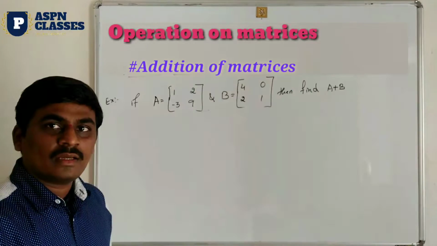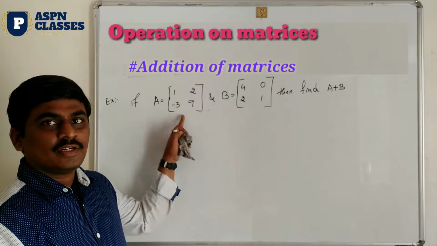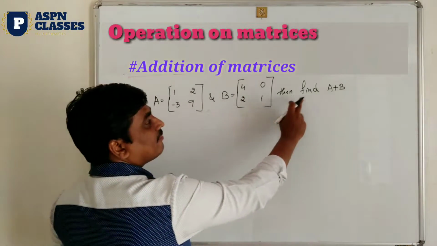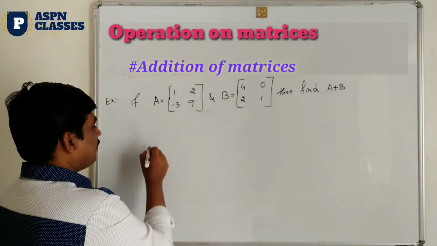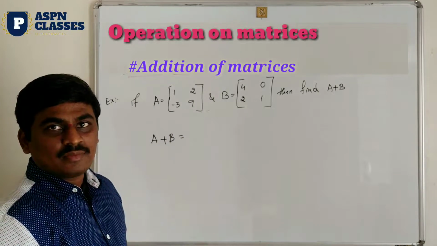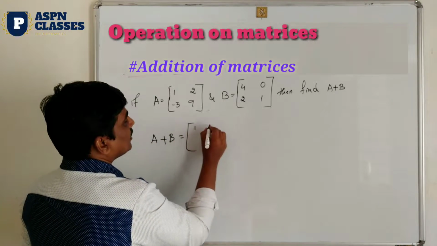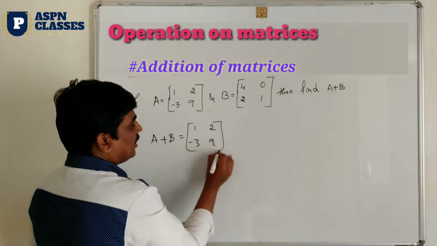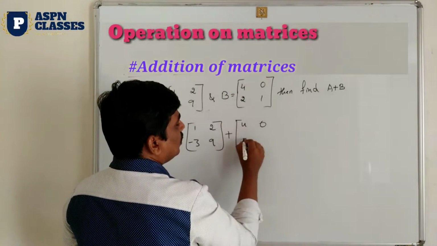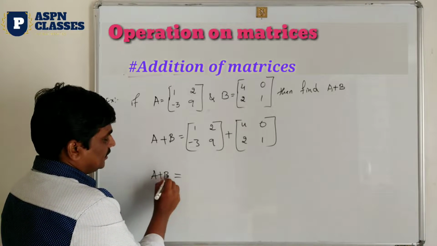Let us take one example. Observe here. If A is equal to the matrix 1 2 minus 3 9 and B is equal to 4 0 2 1, then find A plus B. That is the question. As I already informed, the condition is that both matrix orders are the same, then only you can add. First write the matrix A elements 1 2 minus 3 9. And what is the middle sign? Plus. So write plus here. Then the B matrix 4 0 2 1.